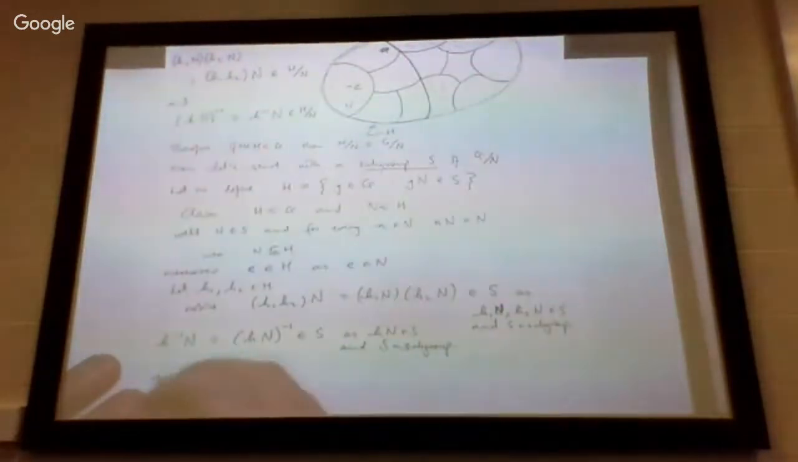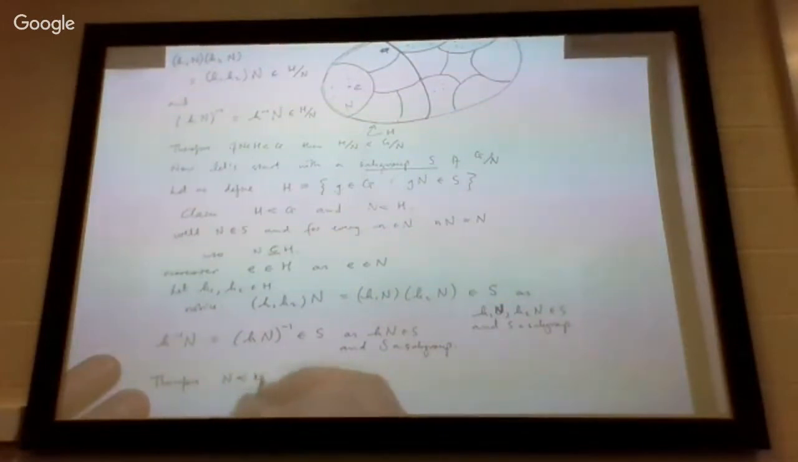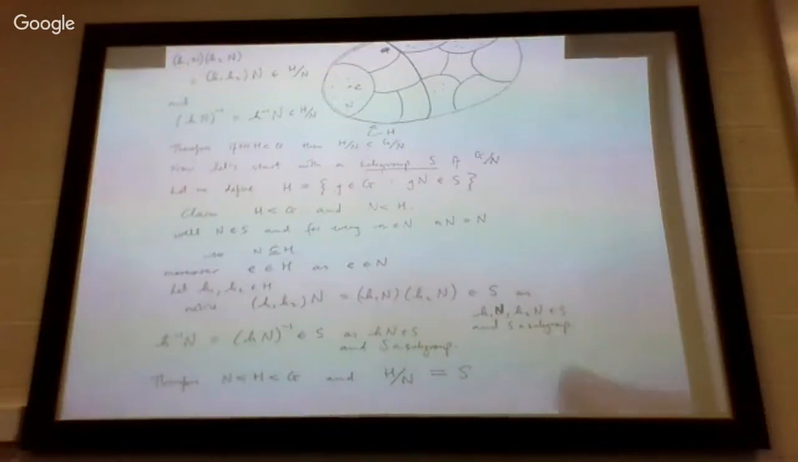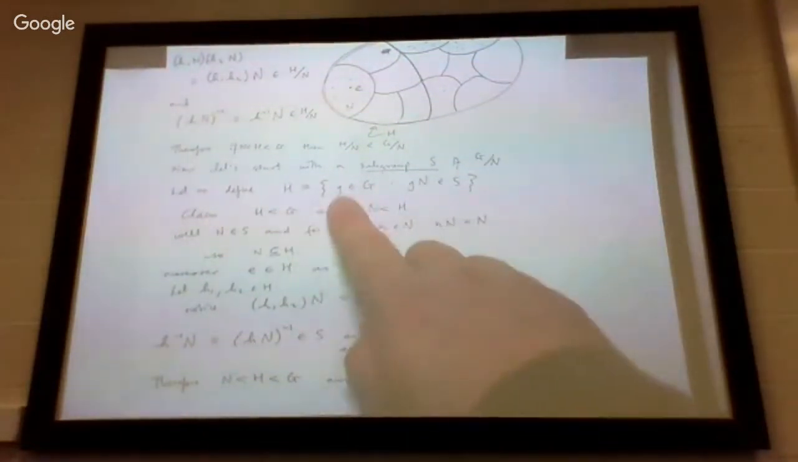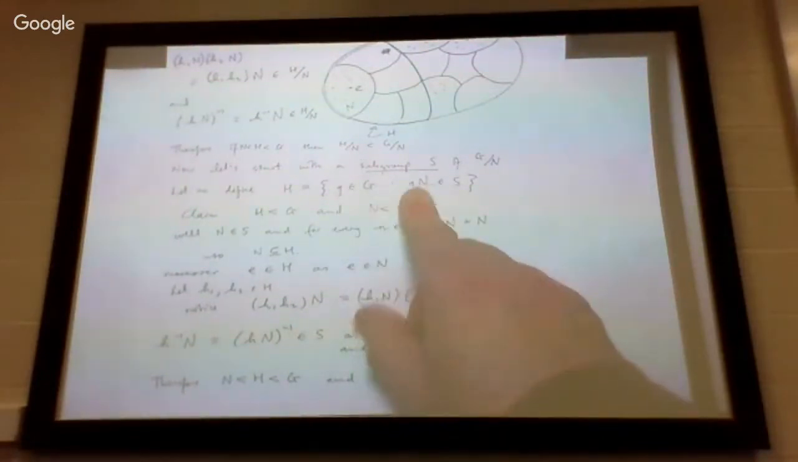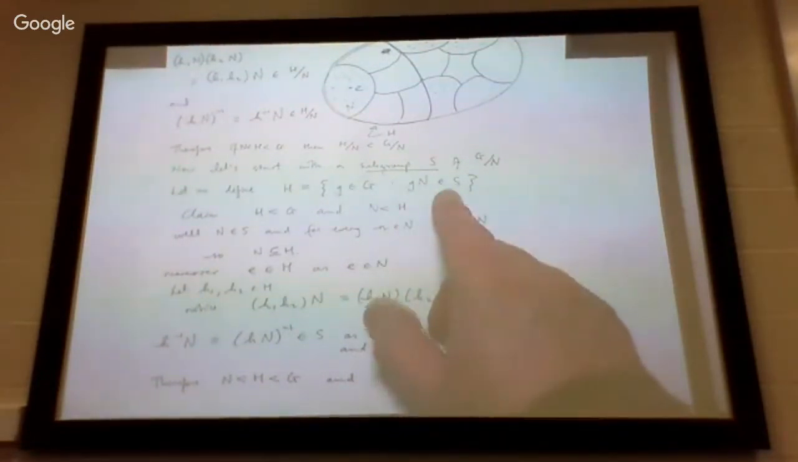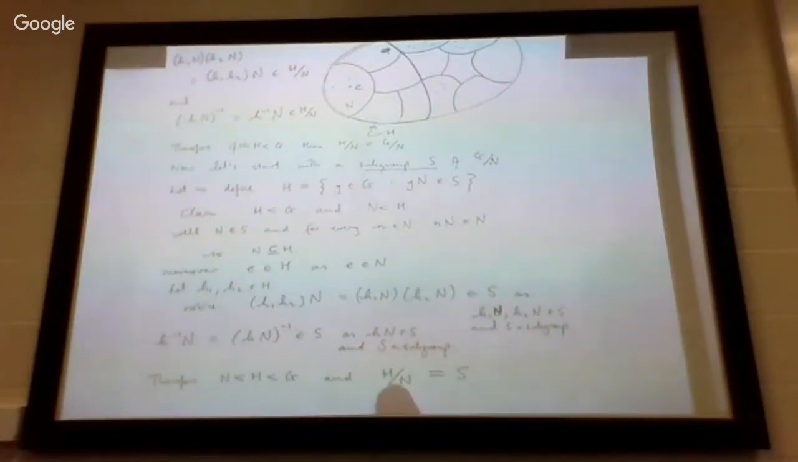So just to summarize what we've done in that paragraph, therefore, N is a subgroup of H, it's a subgroup of G, and H mod N is exactly equal to S, because that's how it was defined. H consists of all those elements that when you take a coset of it, it's an element of S. So when you form the system of cosets of N within H, you get exactly this. That's how H was defined.